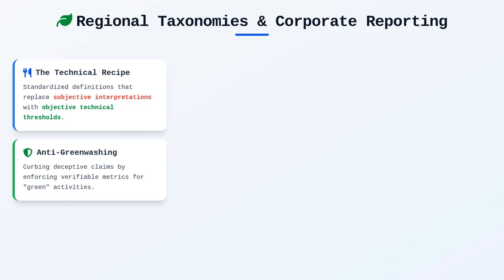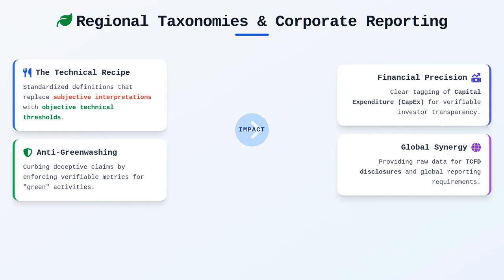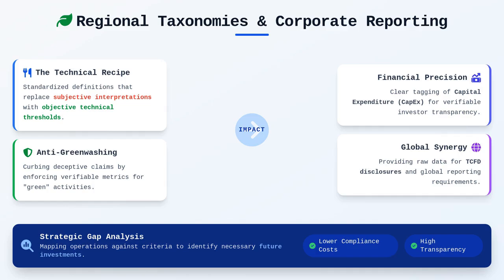For instance, in the context of capital expenditure, a company can now clearly tag specific investments as aligned with their local taxonomy, providing a verifiable metric for investors. This granularity also feeds into the broader sustainability reporting landscape, providing the raw data needed for TCFD disclosures and other global reporting requirements. By mapping their operations against these technical criteria, companies can identify not only where they are aligned, but also where they need to invest to meet future sustainability targets.